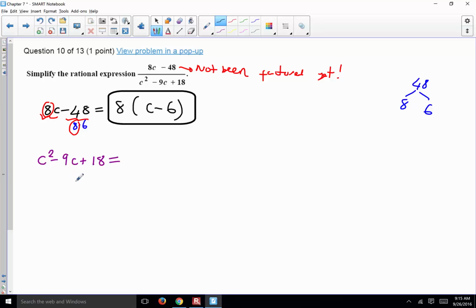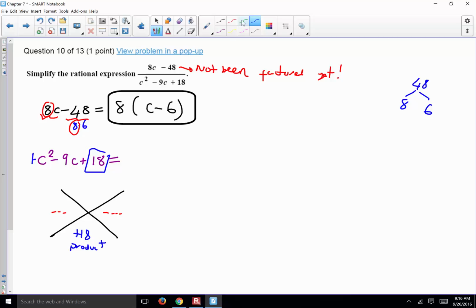Trial and error we are going to do, but the simple version of trial and error, because this is an easy type of factorization. You are going to find two numbers here, one here, one there, and their product is going to be positive 18.